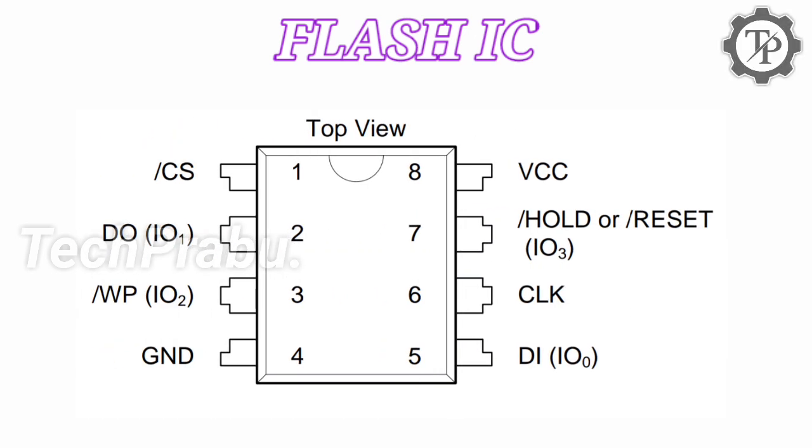Okay, let us see about pin configuration of this IC. This is an 8-pin IC. First pin CS, chip select. Second pin DO, data output. Third pin WP, write protection. Fourth pin ground. Fifth pin DI, data input. Sixth pin clock. Seventh pin hold or reset. And finally, 8th pin is VCC.